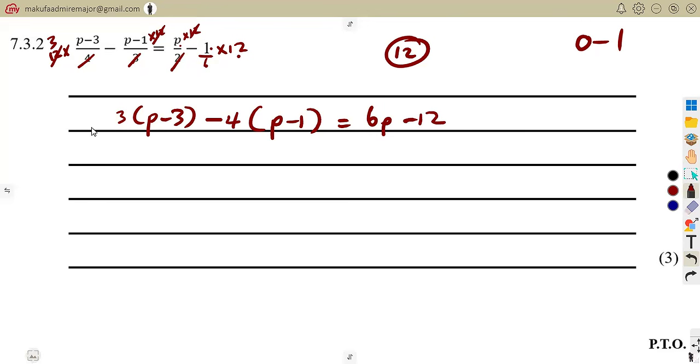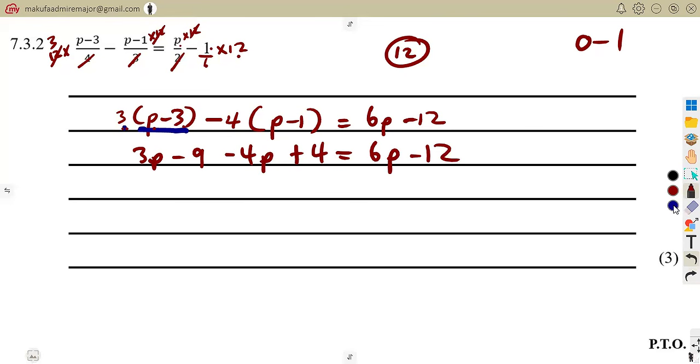So as you can see, we have a linear equation where we can expand our brackets. Distribute this first bracket by 3 into everything in the bracket. 3 times p, that's 3p. 3 times minus 3, that's minus 9. Minus 4 multiplies p, that is going to be minus 4p. Minus 4 and minus 1, that's a positive 4. So this is equal to 6p minus 12.